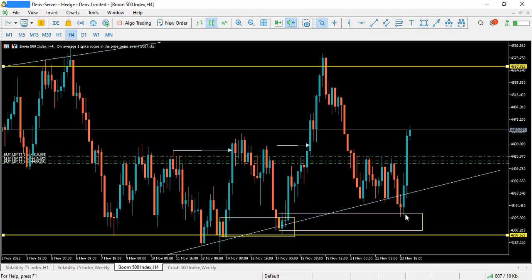So after tapping, it flies. After tapping like this, we're expecting it to continue flying because it has already tapped. It has already tapped here as well. There is a break in market structure, change of character, whatever.